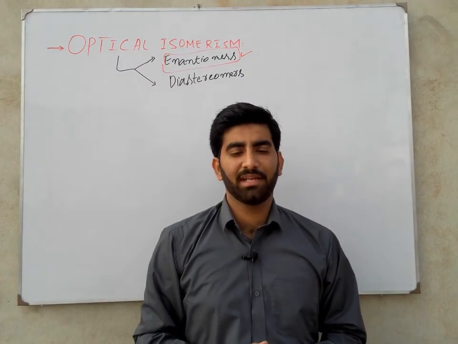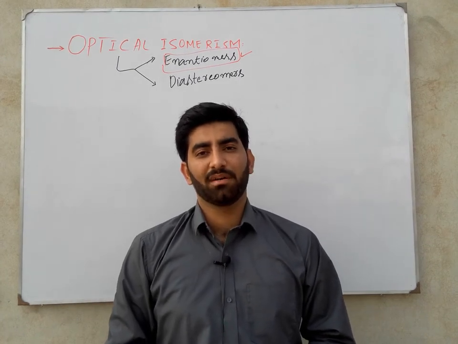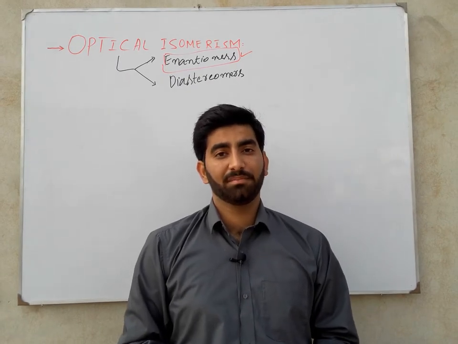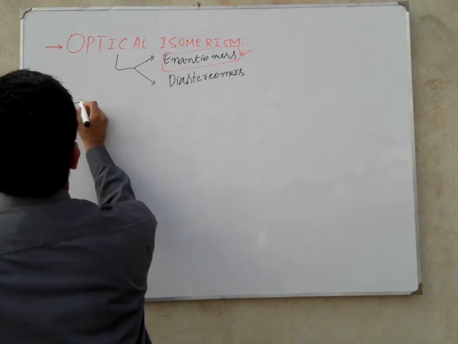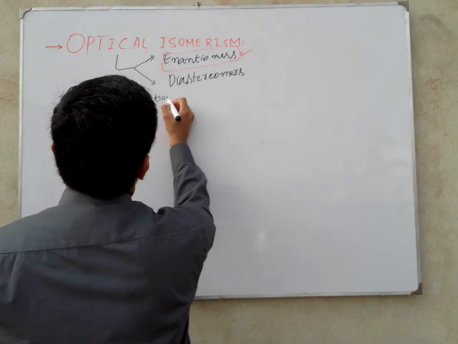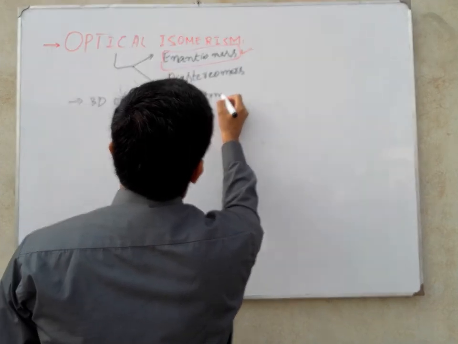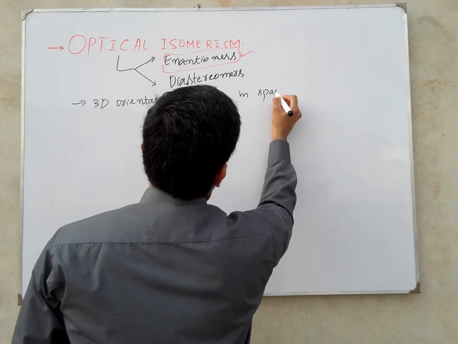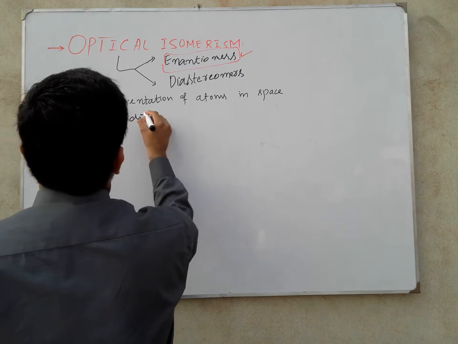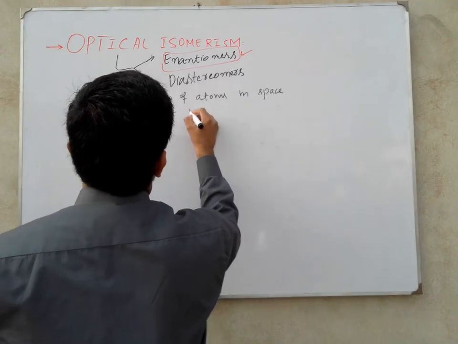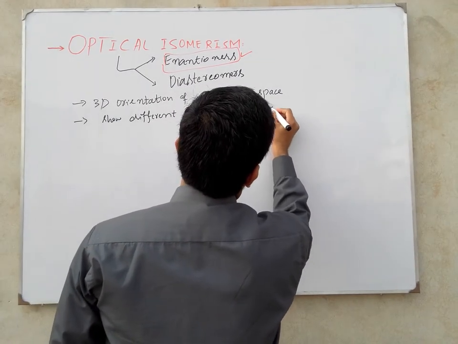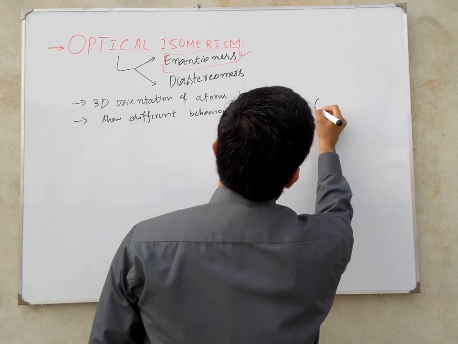Enantiomers are compounds having the same molecular formula, same structural formula, same order of connectivity of atoms and the same bond sequence, but they differ with respect to the three-dimensional orientation of atoms or bonds in space. And they show different behavior towards plane polarized light, towards optical rotation.